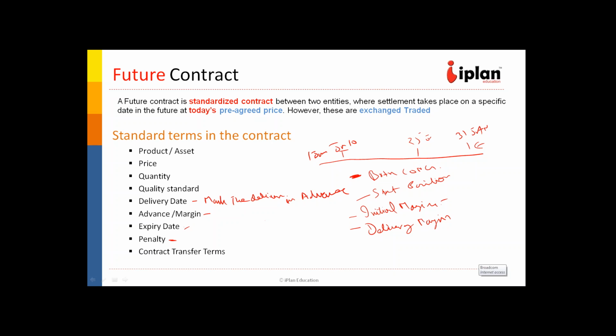Also, one more interesting thing is that the exchange has to pay a penalty to the buyer if they fail to deliver on time. So the exchange is also accountable. Okay, let's say you mark delivery for, let's say, 1,000 quintals of maize, and the exchange fails to deliver that. In that case, the exchange has to pay the penalty.